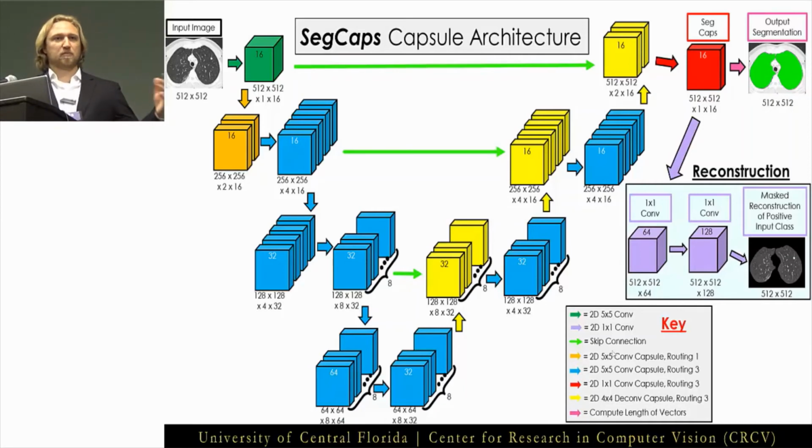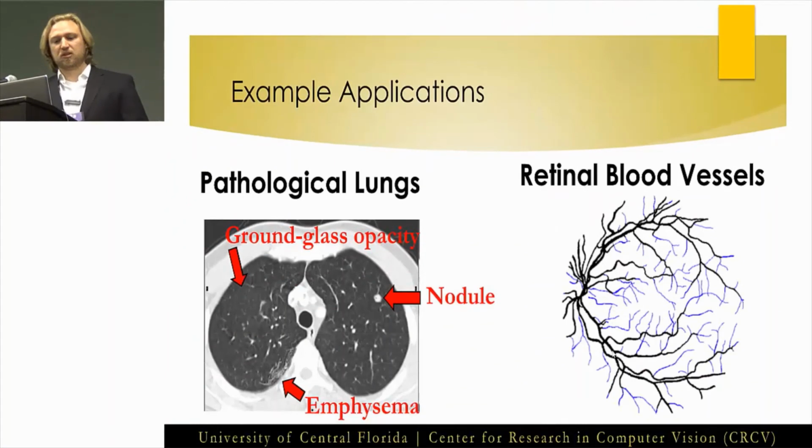One of which is pathological lung segmentation. You can see on the left, this is a large-scale medical CT scan data set. It has a lot of different pathologies like ground glass opacity, nodules, emphysema, and many other such issues that make segmentation a challenge. The other application that we were looking into was retinal blood vessel segmentation in fluorescent angiogram videos.